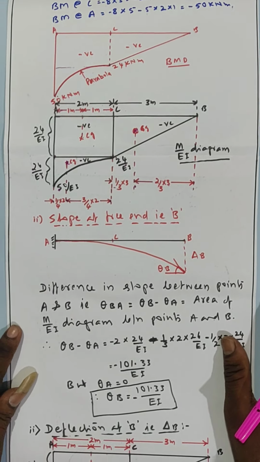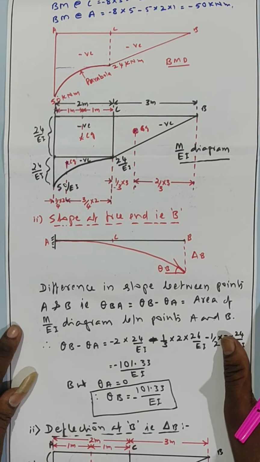See, what is the first moment area theorem? The difference in slope between 2 points. I am taking points A and B. Why? Because here theta A is 0. The difference in slope between points A and B, that is theta BA equals theta B minus theta A, equals the area of the M over EI diagram between points A and B. Area means the area of this rectangle, this triangle and this parabola.